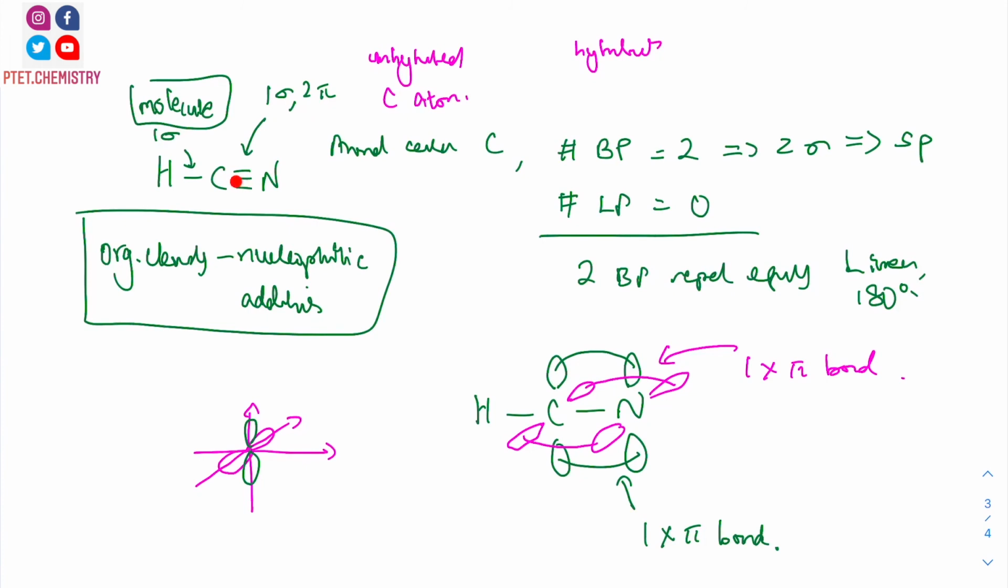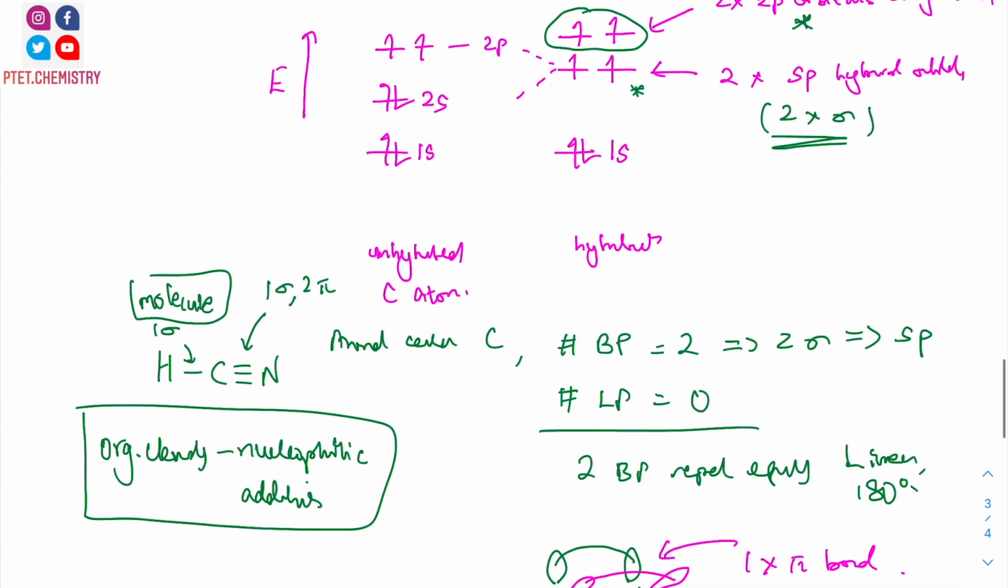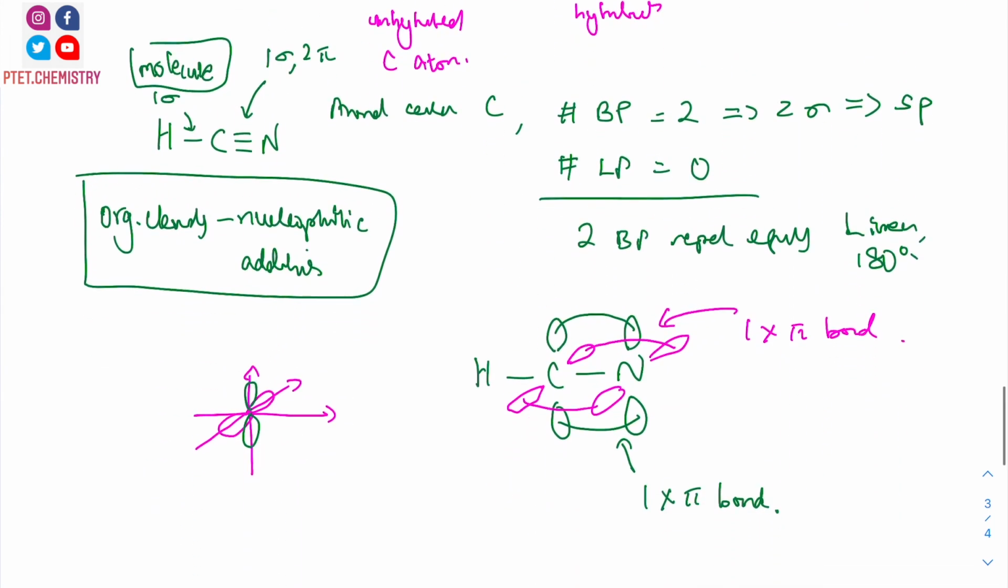You get one sigma bond along here, and you get another sigma bond. So 2 sigma bonds on the carbon, 2 bond pairs, sp hybridized carbon. Okay, so that is an sp hybridized carbon. And whenever you get an sp hybridized carbon, it's a 180-degree linear geometry.